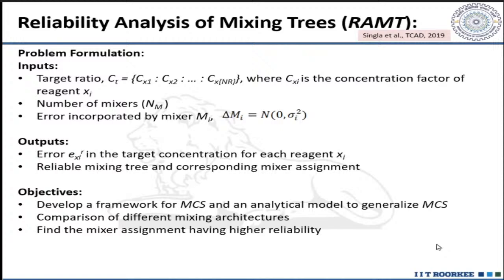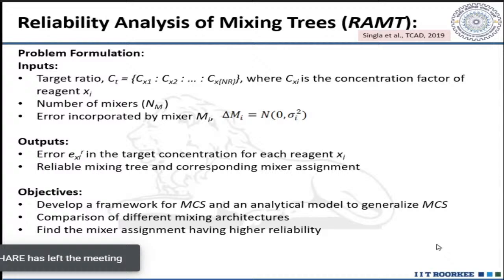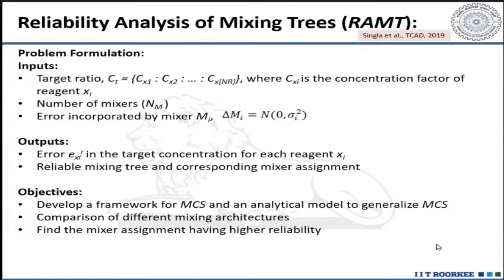So depending on these, what is the output for this problem? We want to determine the error in the target concentration for each reagent. If you have n number of reagents, then each and every one we have to determine in the target mixture. And then what is the reliable mixing tree and the corresponding mixer assignment, so which mixer is to be used for which mixing operation.